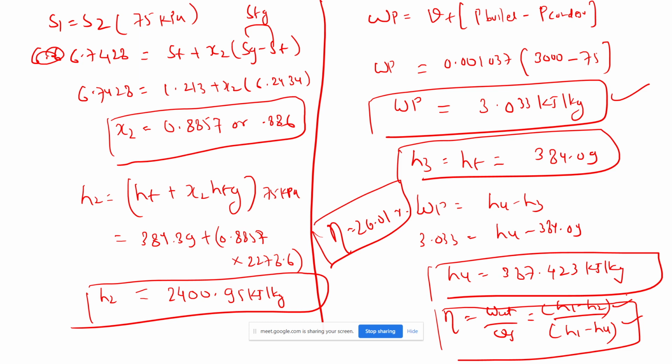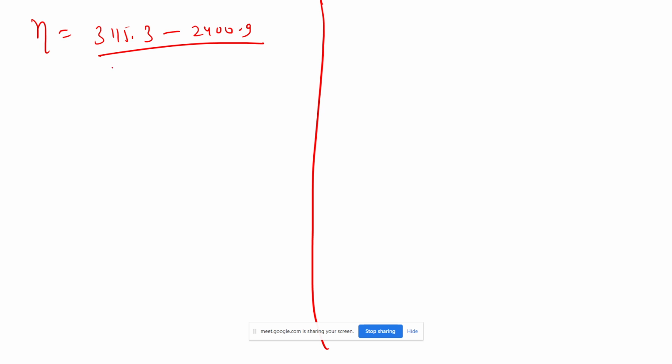Should I do that also or can you do it? Hello? What is the value of enthalpy 1 which we have got? 3115.3. Minus H2, 2400, divided by 3115.3 minus H4. What is the value of H4 we have got? 387.423. Just put the value in.